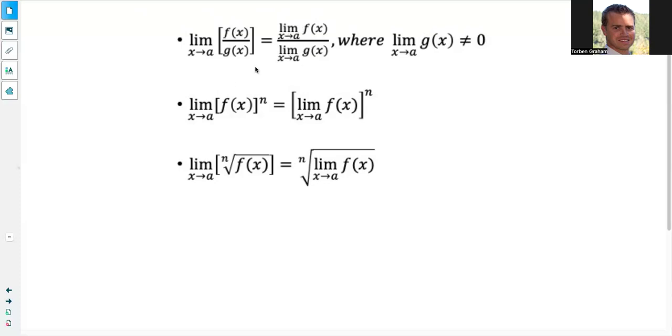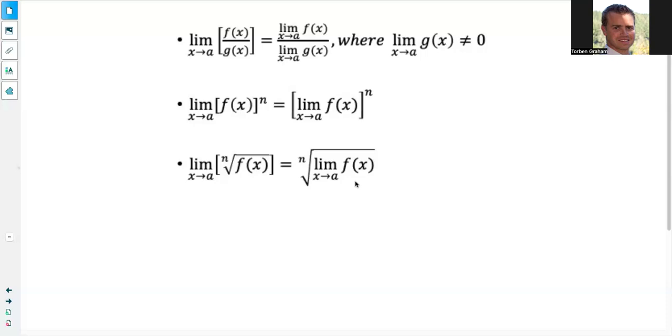We also have an exponential limit. So if we have limit of f of x to the power of n as x approaches a, that's the same as our limit of f of x as x approaches a to the power of n. And then we have a radical version. So if we have a limit of the nth root of f of x as x approaches a, that's the same as the nth root of our limit of f of x as x approaches a.